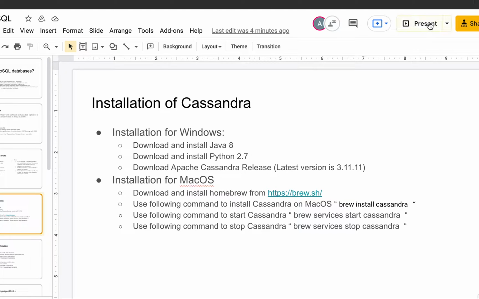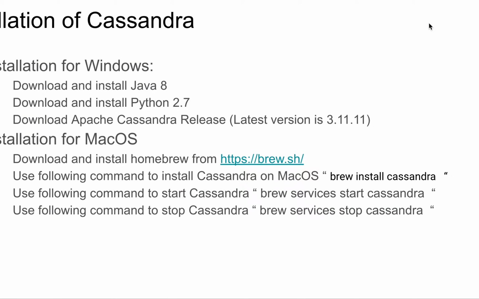So I'll go over the installation of Cassandra. To install Cassandra on Windows, you'll need to first install Java 8 from the official Oracle download page. After that, there will be a series of steps from the wizard setup.